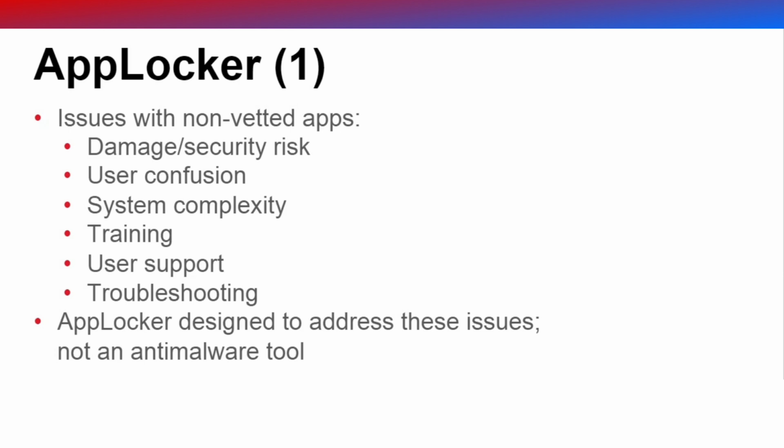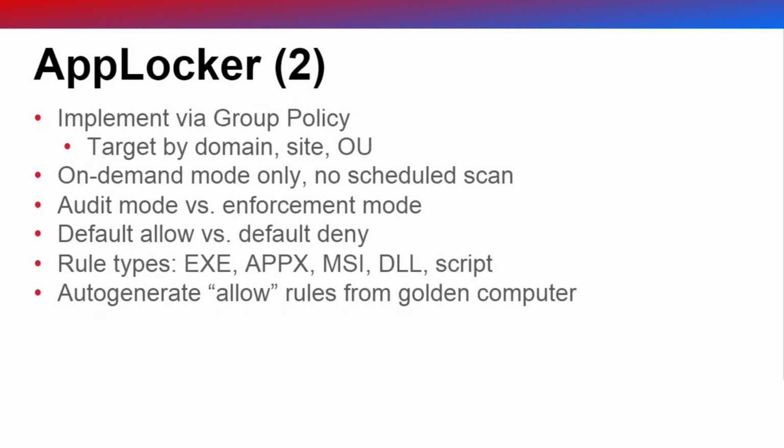And I just want to tell you about the tools that are available. It's a little bit confusing because there are two tools that do kind of similar things, and it's not always obvious which one would be the appropriate one to look at. So there's AppLocker. Let's talk about that first. It's not an anti-malware tool. It's designed to address issues with non-tested, non-vetted apps. Okay, so how does AppLocker work?